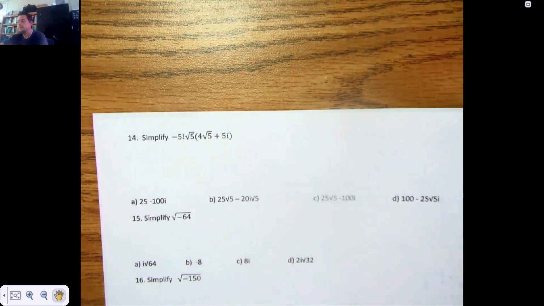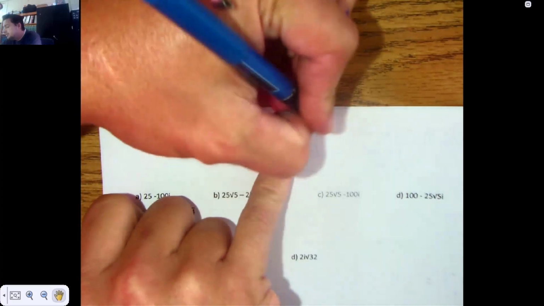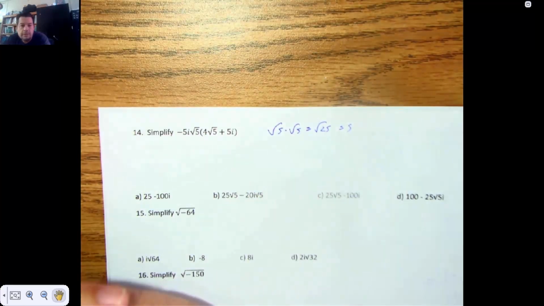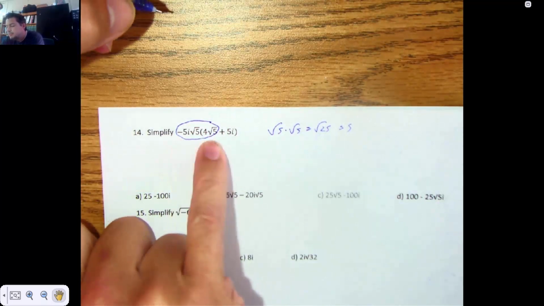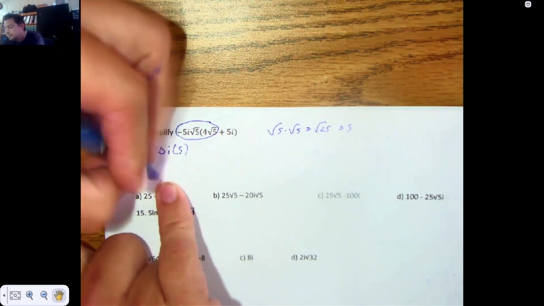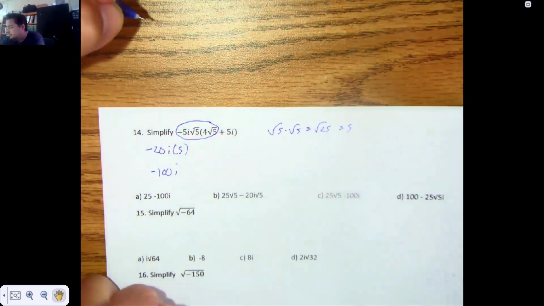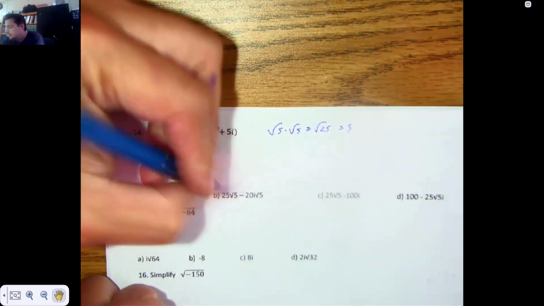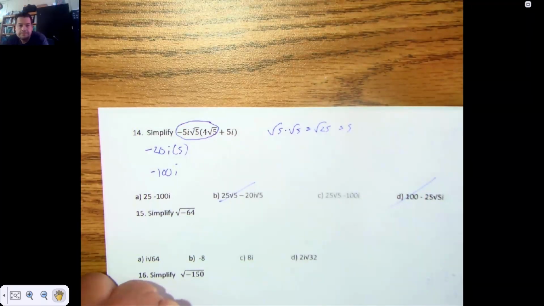This one threw kids off. Root 5 times root 5 is root 25, which is 5. When you multiply a radical by itself, you get the number inside, okay? So this is the first thing I'm doing. I have a -5 times 4, which is -20. I've got an i in there. Then I have root 5 times root 5, which is just 5. So that first thing I did becomes -100i. That eliminates B and D, right?